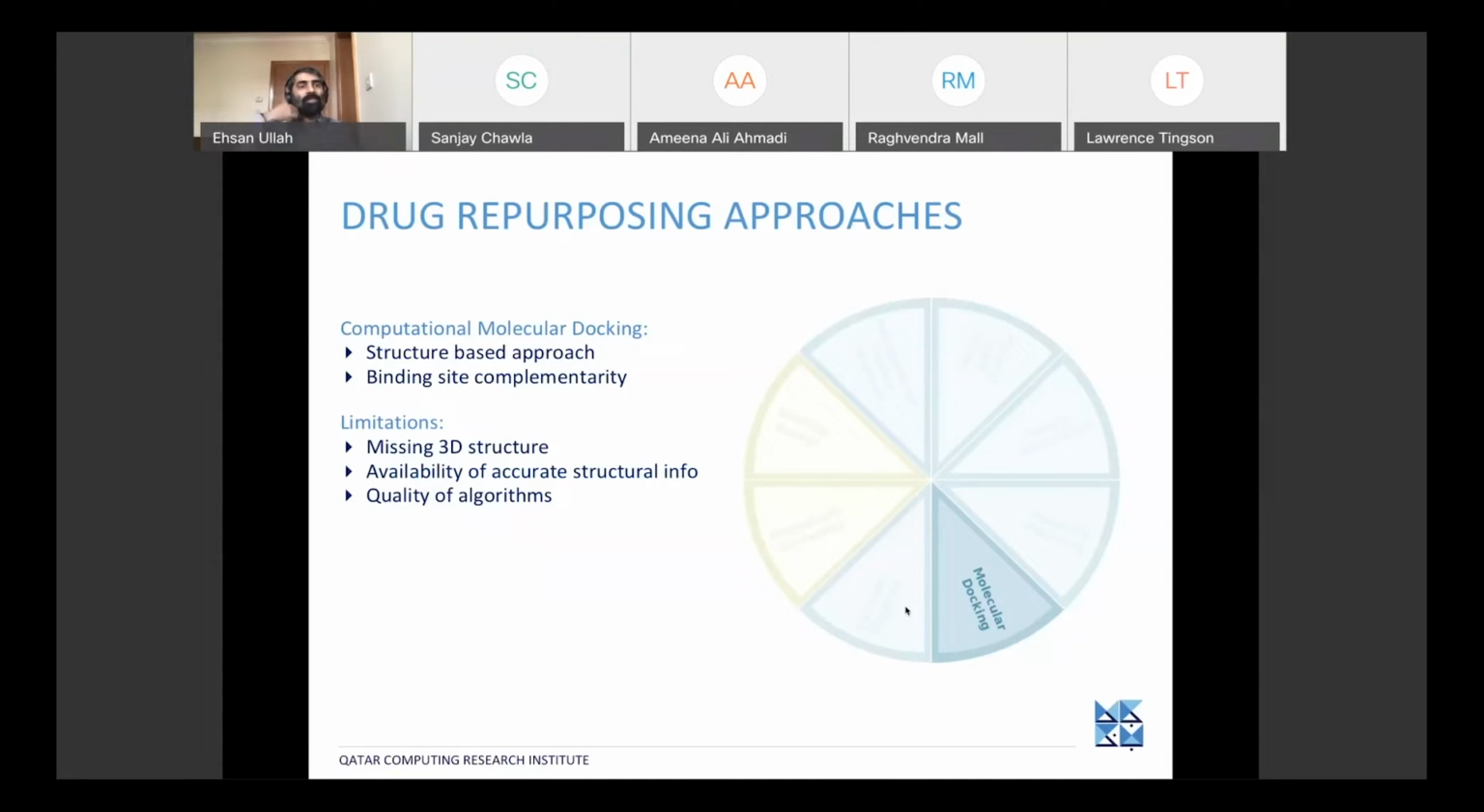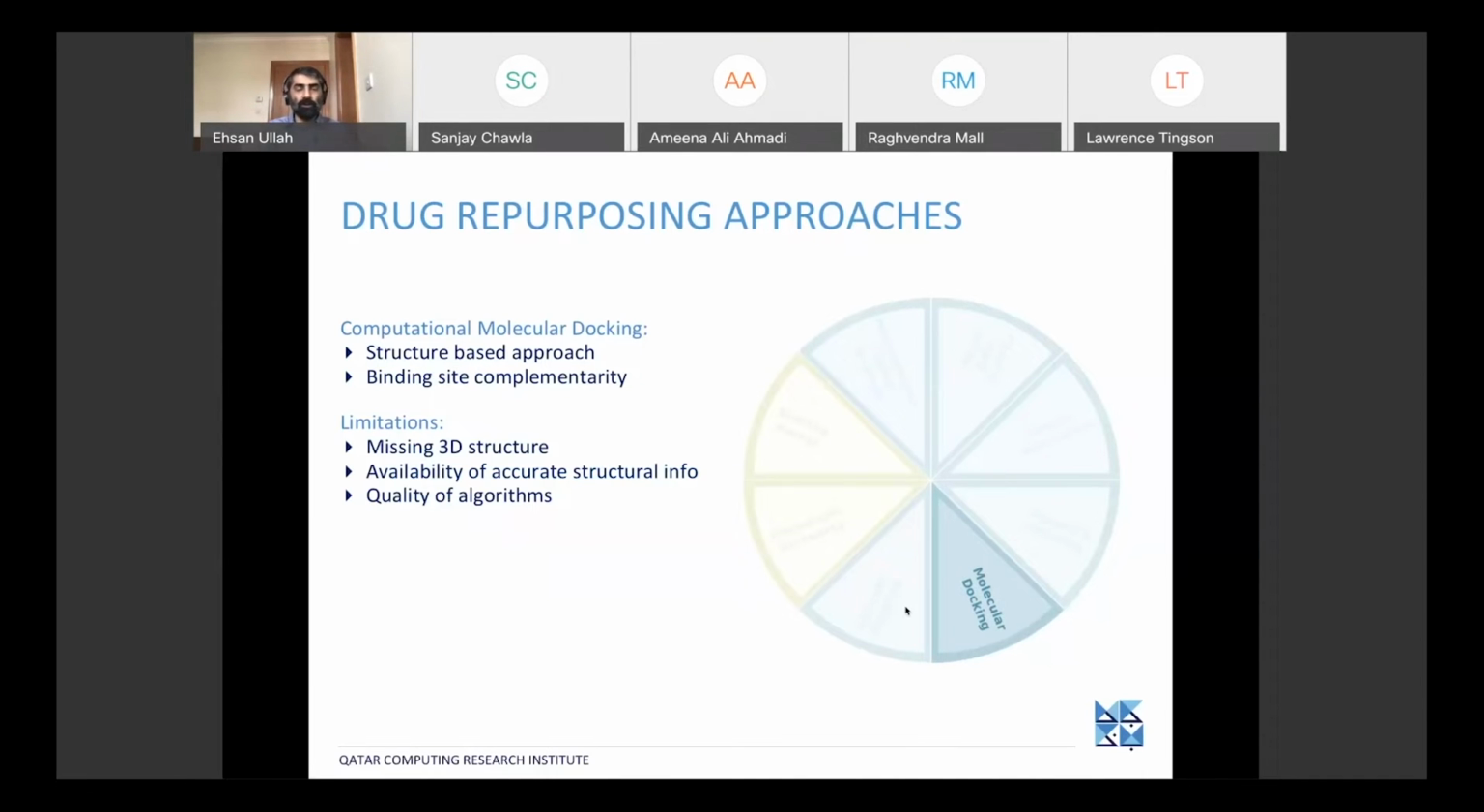Also, there are not that many databases which contain accurate structural information of targets. And finally, the quality of algorithms has been in question, because there is still a lot of room for improvement, and confidence in predicted binding affinity scores is really low.